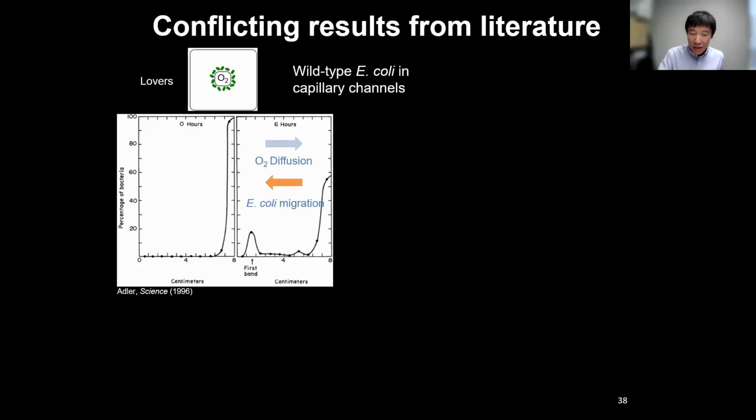The first result is from Adler. This is a classical paper on chemotaxis, probably one of the most cited, where he put bacteria in a capillary, an almost one-dimensional channel, and let E. coli migrate. As you can see here, after 6 hours, bacteria gradually form a band, and this band gradually moves to the interface with the air. Based on this result, they argue that bacteria like oxygen as a chemoattractant, allowing bacteria to chemotax and migrate to the surface.